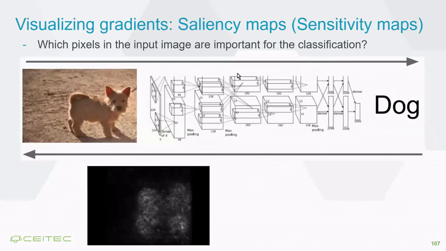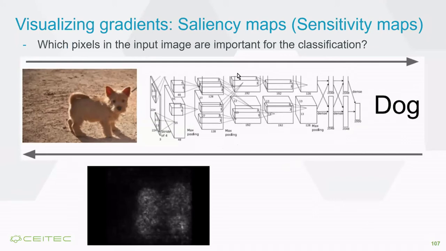Now we will move to another method called saliency maps, and saliency maps are actually the outcome of this method. Basically, saliency maps give a value to each pixel.